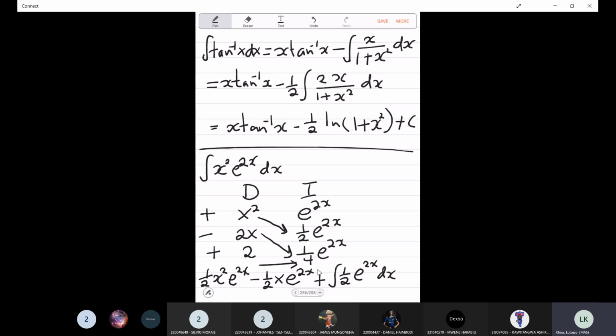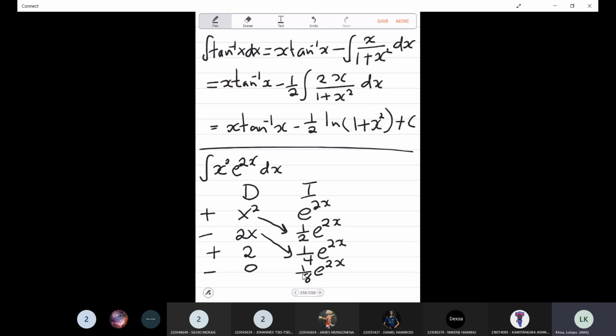This is much shorter. So let's see what happens if we add another row in our shorter method. So the next one here is minus because the signs are just alternating plus, minus, plus, minus. When you differentiate 2, you get 0. And then when you integrate 1 over 4 e to the power of 2x, you get 1 over 16. No, 1 over 8, because you divide by 2. So it's 1 over 8 e to the power of 2x.